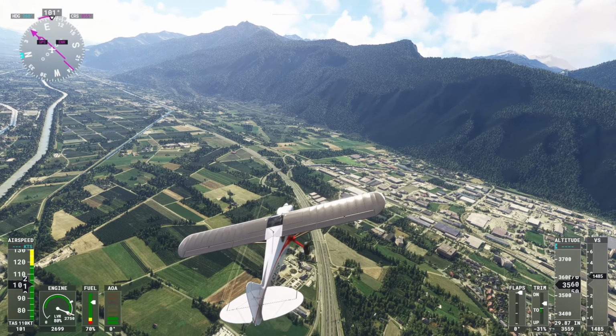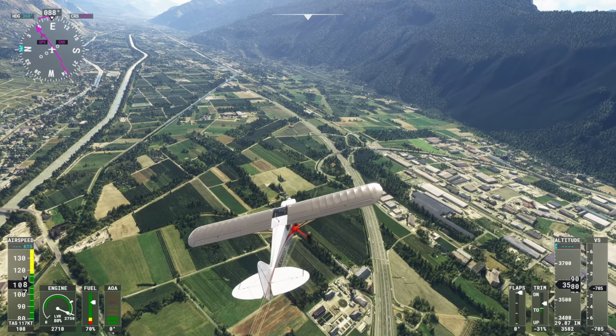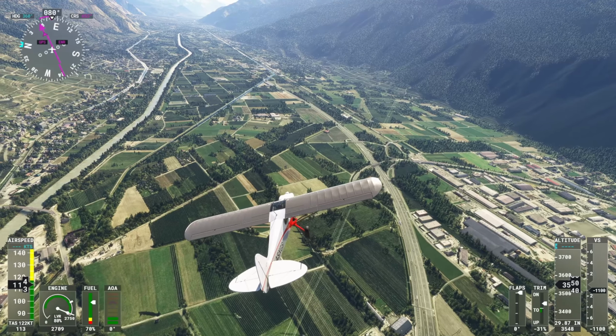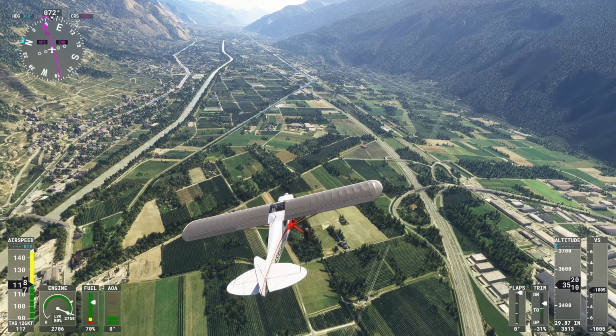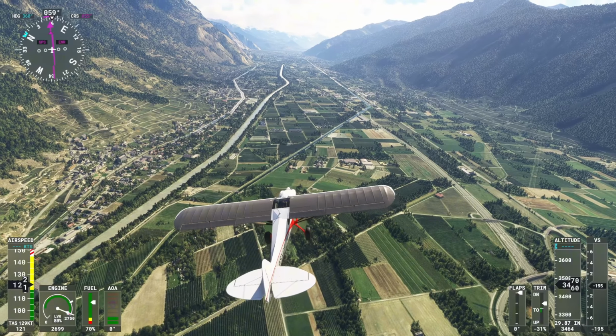Sion, 55 degrees for 5:43. Follow the path of the Rhone to the east-northeast at Martigny and land at Sion Airport, LSGS, to end this leg of the journey through Switzerland.